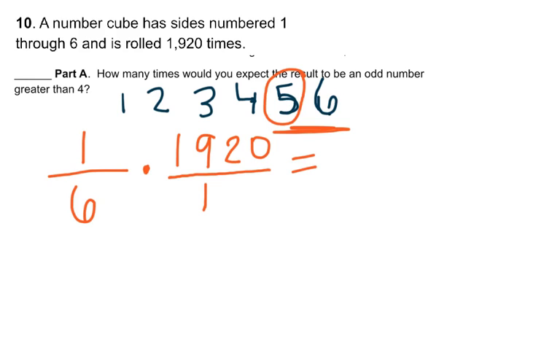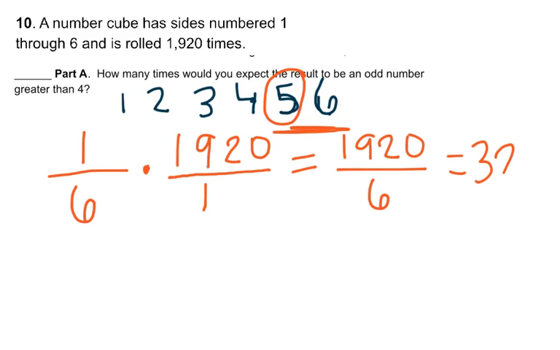And then we just got to multiply it out. 1 times 1,920 is 1,920. 6 times 1 is just 6. And because this is a predictions problem, we do not want to keep our answer as a fraction. We want it as a whole number. So we're going to divide that out. So in our calculators, we're going to put in 1,920 divided by 6, and we'll get the answer of 320.